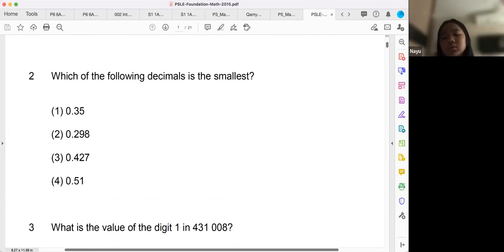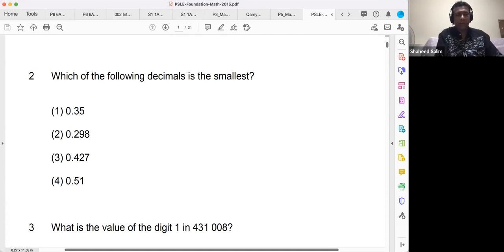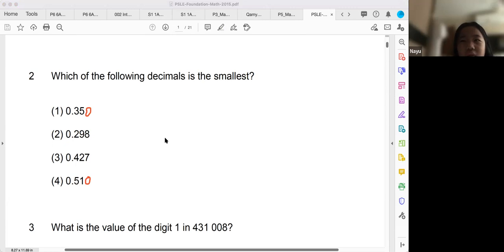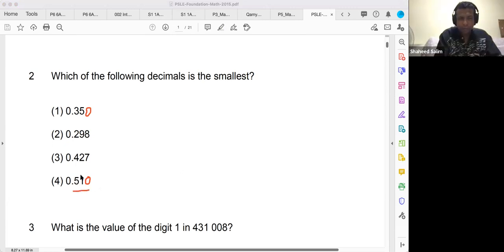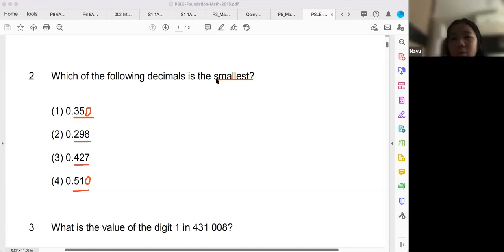Number 1. Okay, so you're going for the shortest. Remember, we can add zeros in a decimal and it doesn't change the value. See, I've done 350, 488, 427, 510. Which one do you think is the answer? Number 4, this is 510, 427, 298, 350. Smallest. Number 2. Yes, number 2.